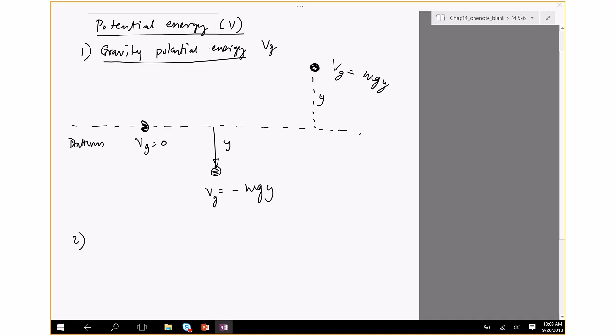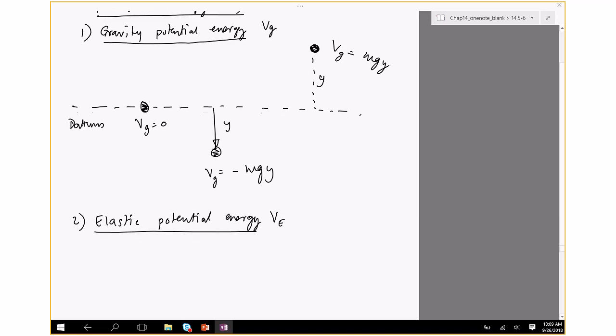The second thing is the elastic potential energy, which I will denote by Ve. And Ve is always positive. It doesn't matter if you stretch the spring or you compress the spring. It's always half k s squared.